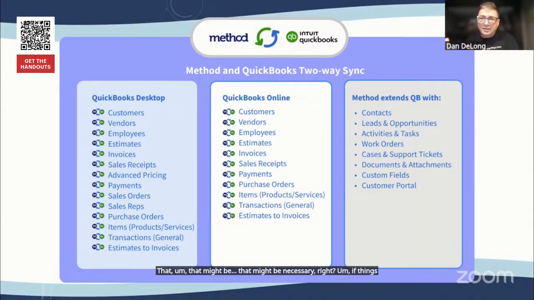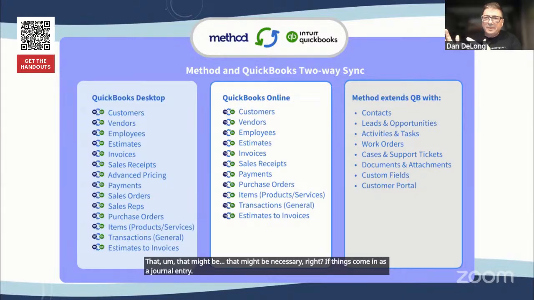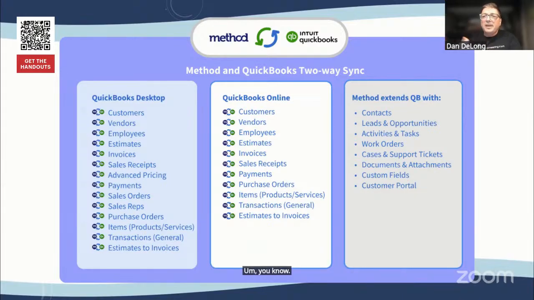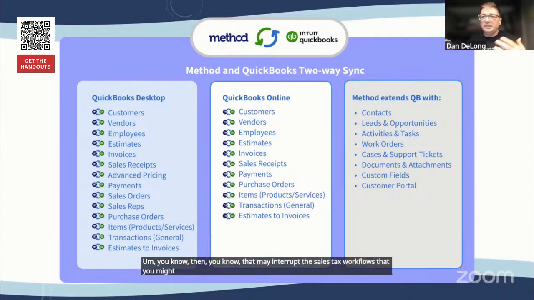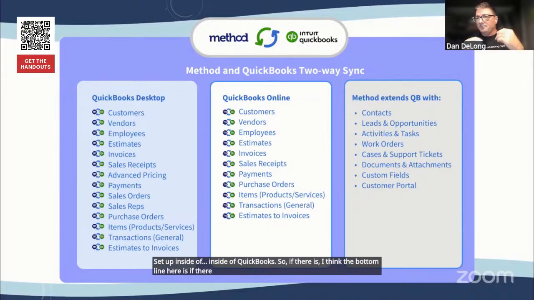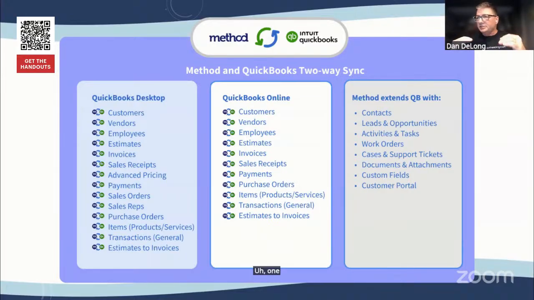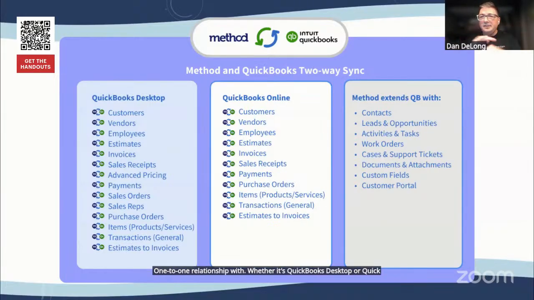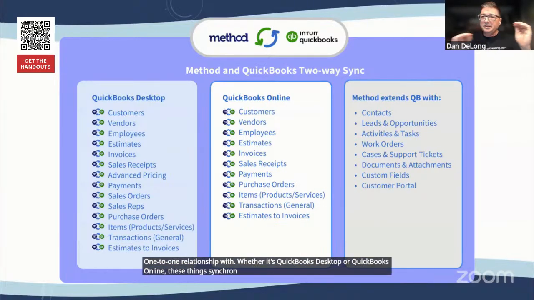If things come in as a journal entry, then that may interrupt the sales tax workflows that you might have already set up inside of QuickBooks. So I think the bottom line here is, if there is a one-to-one relationship with whether it's QuickBooks Desktop or QuickBooks Online, these things synchronize back and forth, right? And it's bi-directional. And that's the thing that I have been really impressed with.